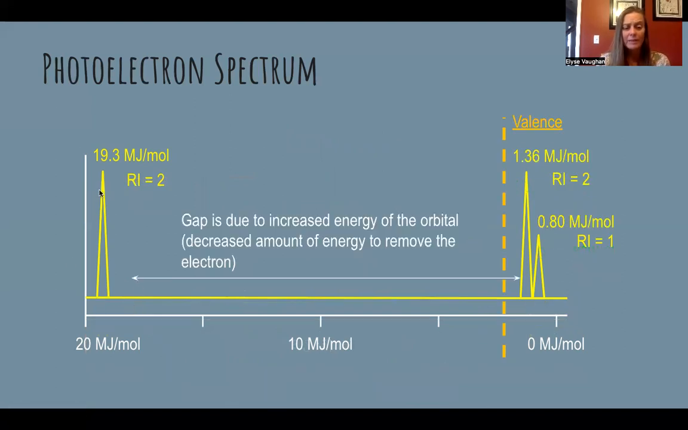So we can see that these electrons require a great deal more energy to remove than these electrons. So the fact that we have this big gap tells us that we have probably a difference in shells here. So when we look at this and we try to analyze what element this could possibly be, we want to think about these relative intensities. We also want to think about these gaps.